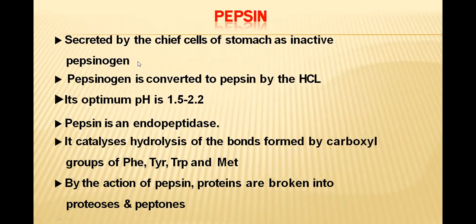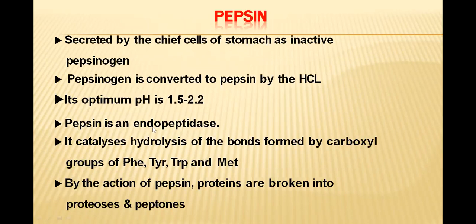This pepsin enzyme will be secreted by the chief cells of the stomach as the inactive pepsinogen enzyme. This pepsinogen is converted to pepsin by the activity of hydrochloric acid. The optimum pH required for the pepsin enzyme is 1.5 to 2.5, which is readily available in the gastric juice with the help of this hydrochloric acid. And pepsin is an endopeptidase enzyme.